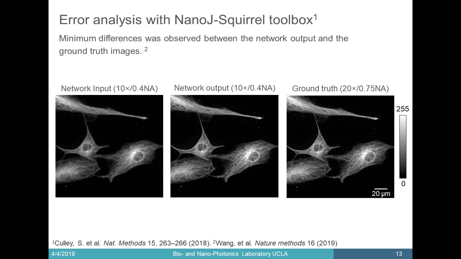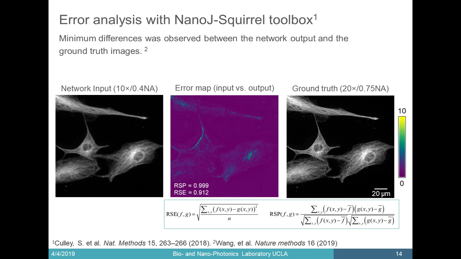We calculated the error between the network output image and the input low-resolution image, as shown here. The resolution-scaled Pearson correlation is almost 1, and the resolution-scaled error is 0.9 out of 255, which means a high degree of agreement between the network-enhanced image and the network input image.